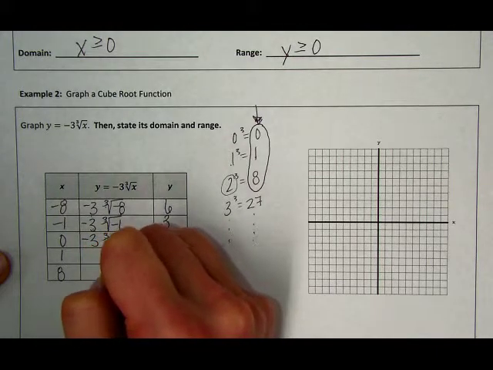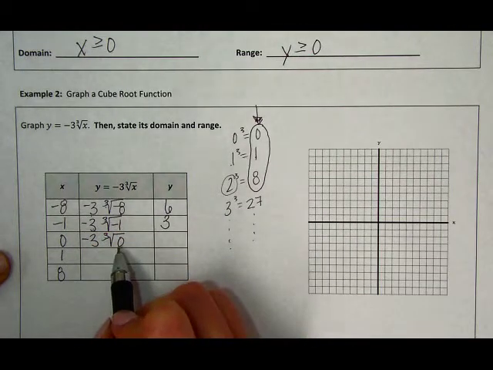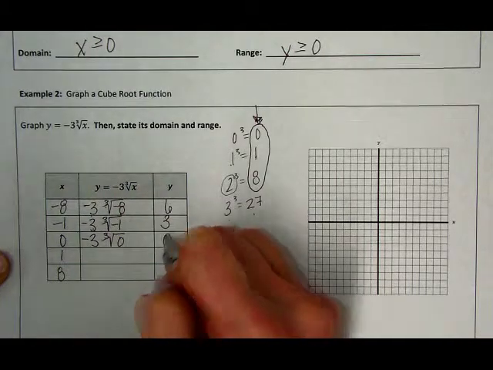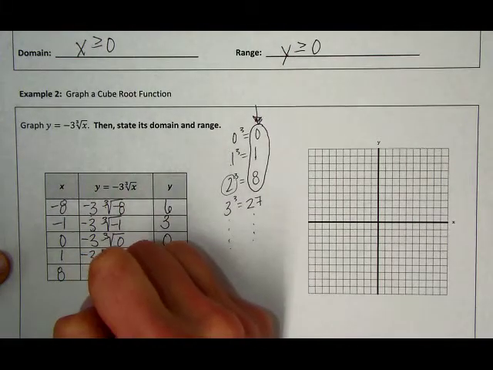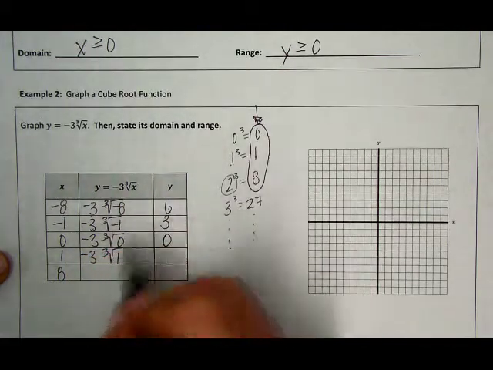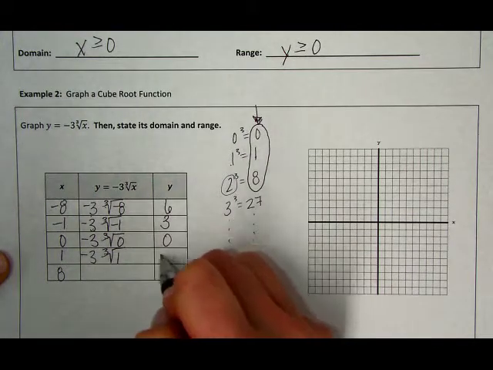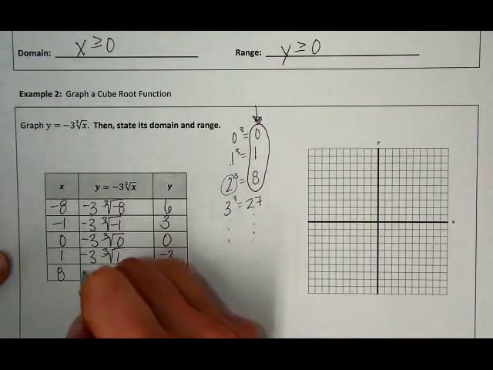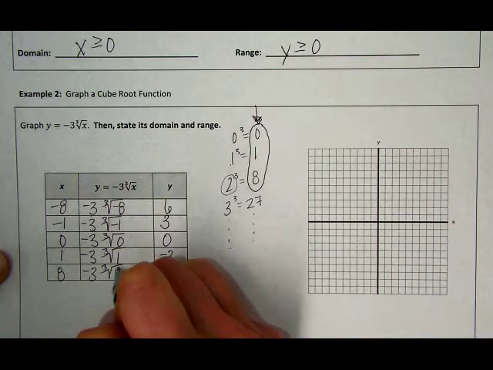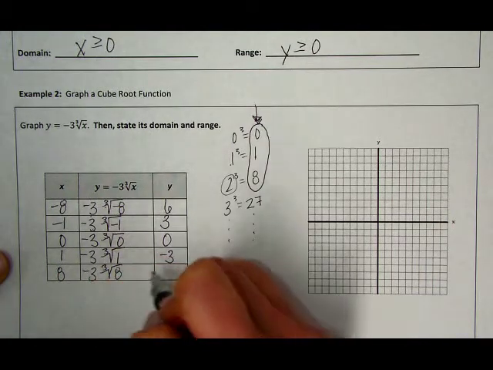-3 times the cube root of 0. The cube root of 0 is 0. 0 times -3 is still 0. -3 times the cube root of 1. The cube root of 1 is 1. 1 times -3 is -3. And -3 times the cube root of 8: the cube root of 8 is 2. 2 times -3 is -6.